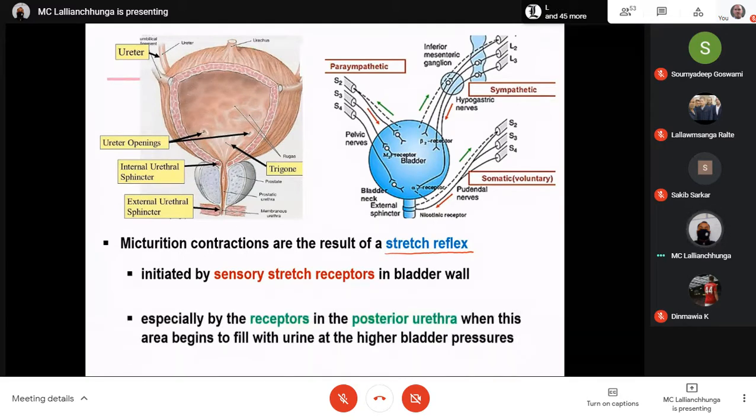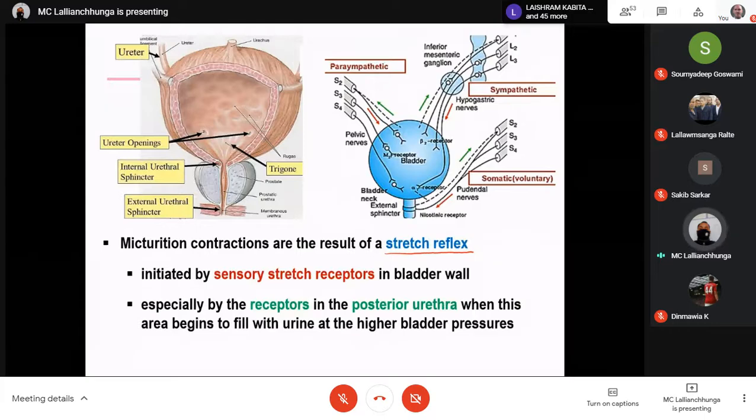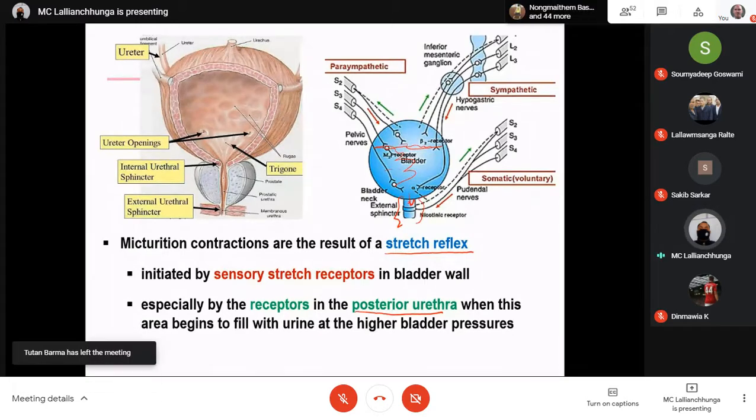Especially by the receptors in the posterior urethra, when this area begins to fill with urine at the higher bladder pressure. That means this area, this is the posterior urethra. When this is filled, it is very sensitive. This is all because of filling of the bladder with urine. The posterior urethra is very sensitive to this stretching. A large number of stretch receptors are present in the wall of the posterior urethra.